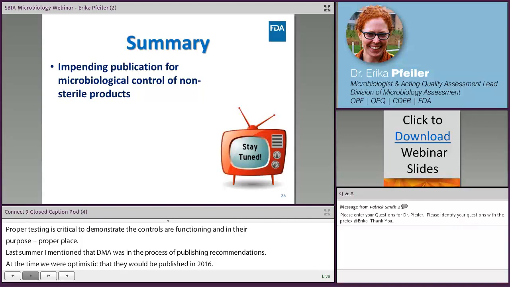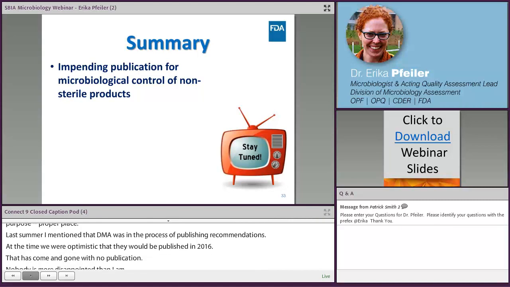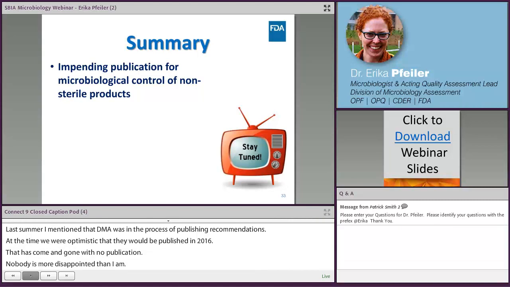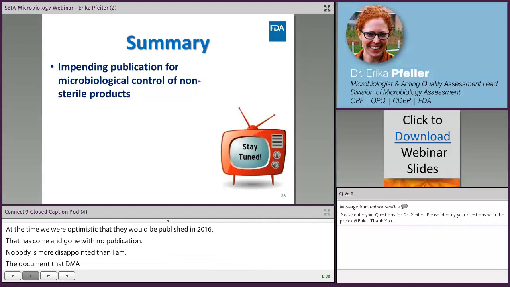The document that DMA microbiologists have produced outlining our recommendations is still in the clearance process. However, we're hopeful that it will be published soon and will provide you with insight to our concerns, recommendations, and expectations.